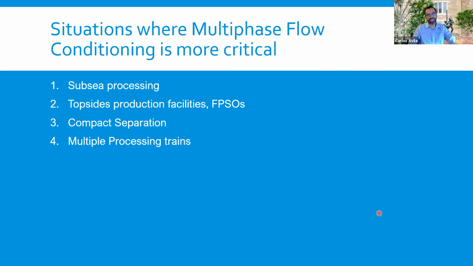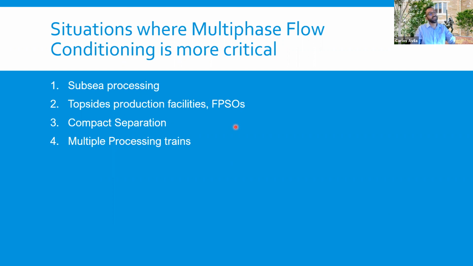These are the situations where multiphase flow conditioning is more critical. Well, in subsea processing, you have very little access. Once you design and deploy a subsea processing unit, you have very little chance to address mistakes in the design. So you want to make sure in these situations you check that before you deploy. And also in small areas like topside production facilities or FPSOs where the space is limited, you want to make sure that you check for those places where potentially you may have these issues.